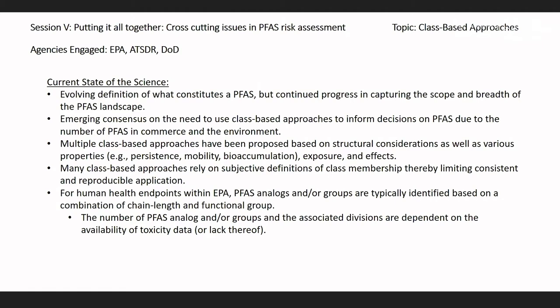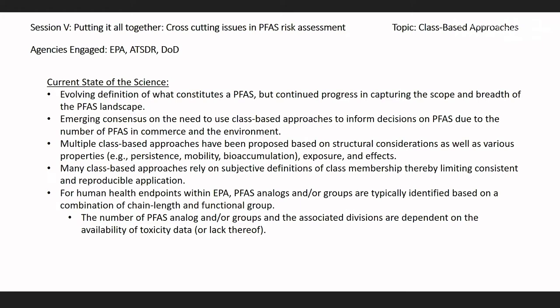I think that in most cases, and we've heard over the last couple of days, I haven't heard anybody say, no, we need to take all these PFAS one at a time. I don't think anybody has really argued for doing that necessarily. And so I think we are all pretty well aligned with the need to have some class-based approach to this issue.